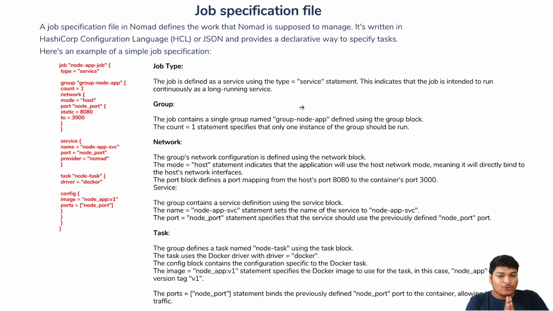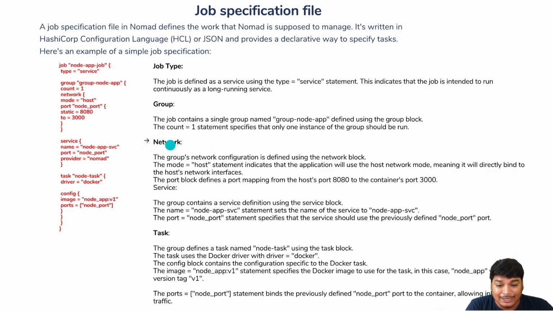Then the group. So what is the group? The job contains a single group, and here the group name is group node app, defined using the group block. So the keyword is group, and then the name of the group is group node app. You can give any name. Okay, I'm just using my preferred names. Inside the group you see count is equal to one, a statement that specifies that only one instance of the group should be run. Or if you want to run 3 instances, 4 instances, you can run. If your machine has the required CPU and other resources, you can run it.